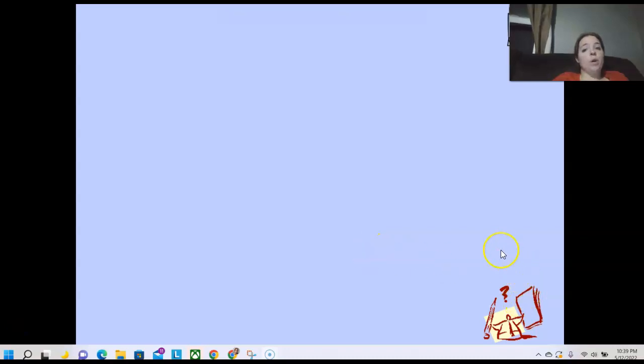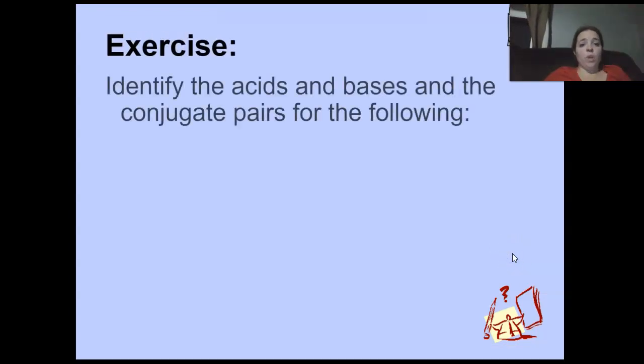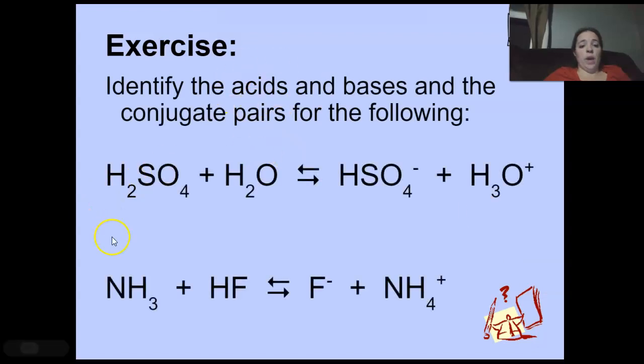This is part 2 of acid bases 1. If you notice the little guy right there, that means we're going to the exercise portion, and this is going to be the second part. All right, so first off, we have 2 of these. In these, what I would like you to do is identify the acids and bases and the conjugate pairs for the following.